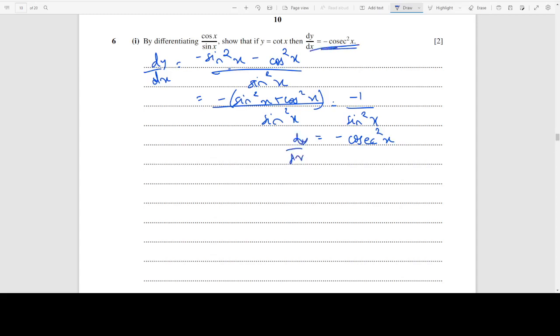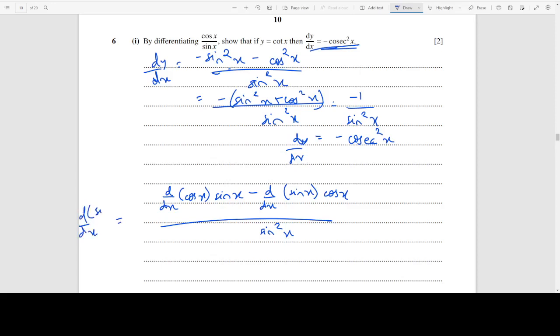I hope you guys understood what I did here, because I just used the division rule, the quotient rule. So derivative of cos x multiplied by sin x minus the derivative of sin x multiplied by cos x, divided by sin square x. This is equal to the derivative of cos x over sin x. Alright.